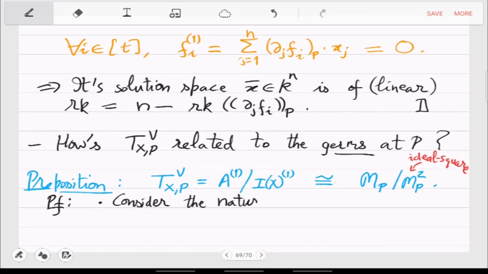So, consider the natural map phi, which sends, let me just call it T dual to M mod M square. Everything is obviously with respect to P here in this context. So, the natural map will be, you take a linear form in LHS and just view it as an element in MP. Well, we have to check whether it is actually defined. So, it just sends F to F. Is it a well defined map? So, modulo MP square, is it well defined?